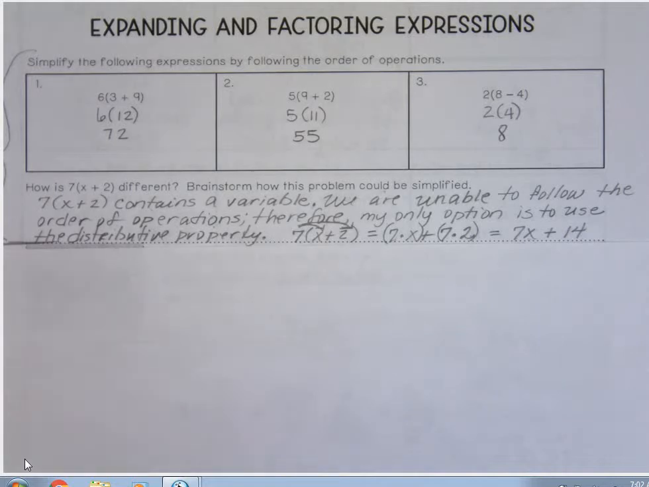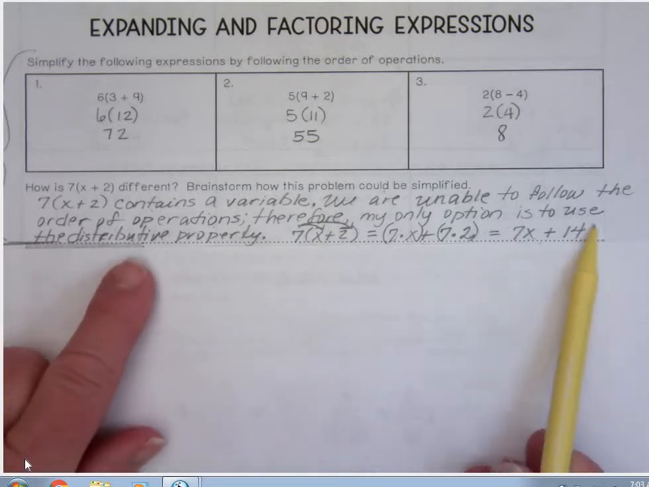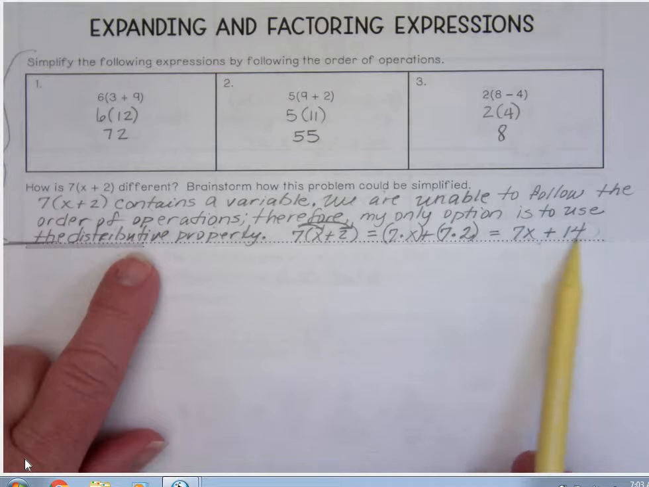Take a moment and check, see how you did on simplifying the expressions. And now let's take a moment and look at the difference between the expressions below. The x makes the 7 times x plus 2 an algebraic expression. When your expression contains a variable, we're often unable to follow the order of operations. So therefore, your only option is to use the distributive property, which this expression is completely simplified because no more possible operations can be performed.